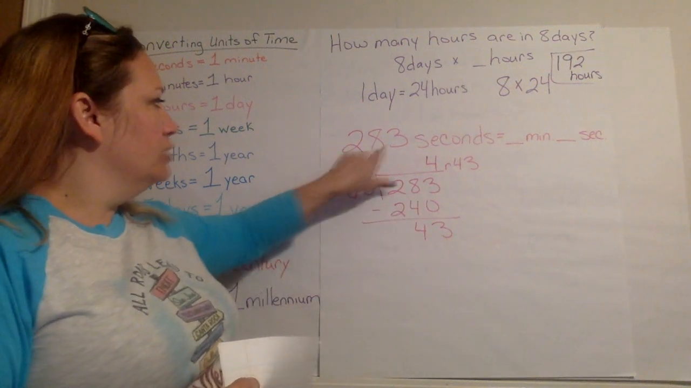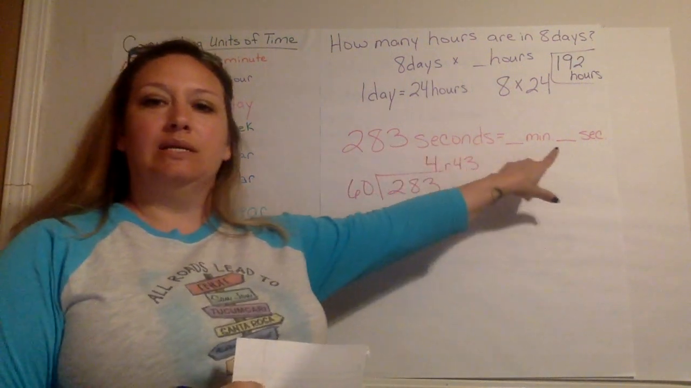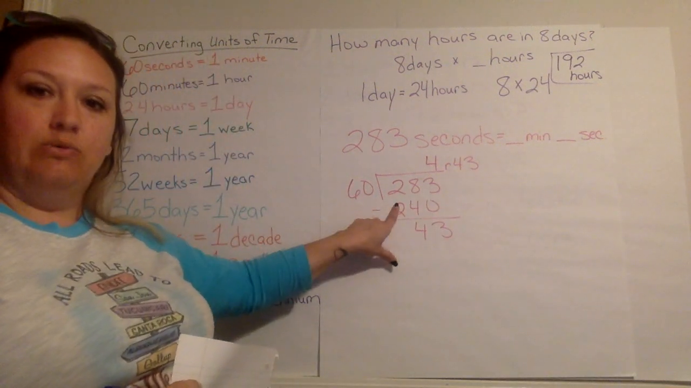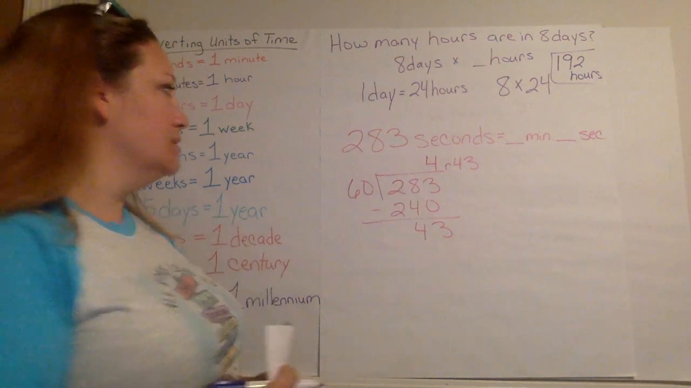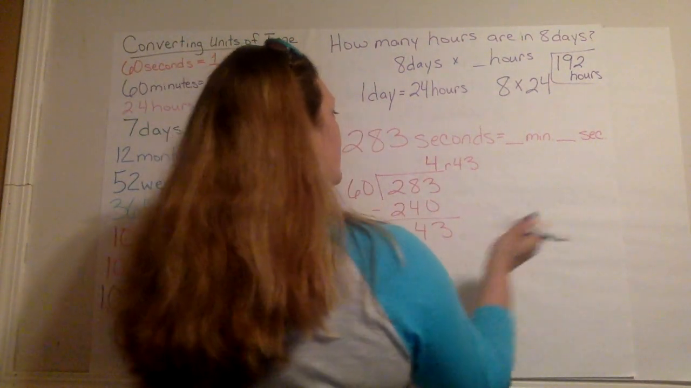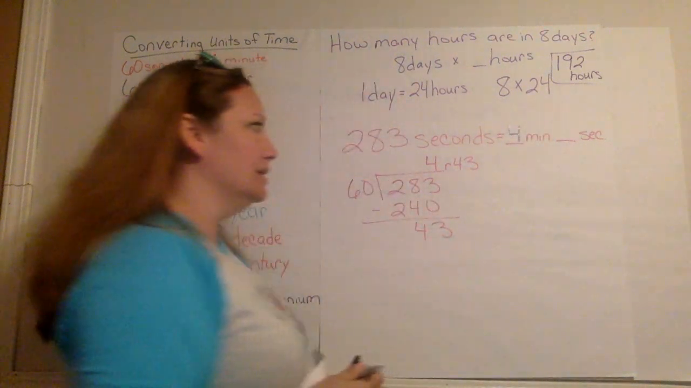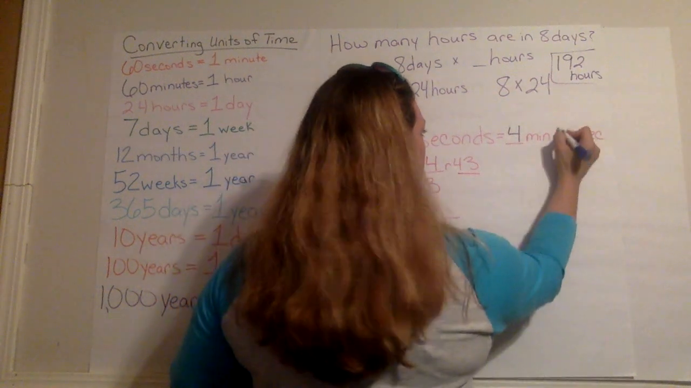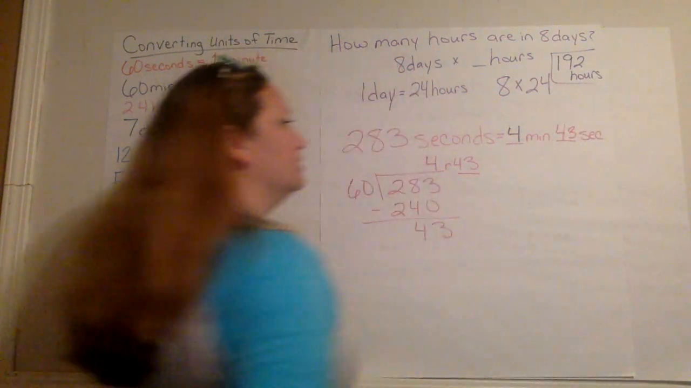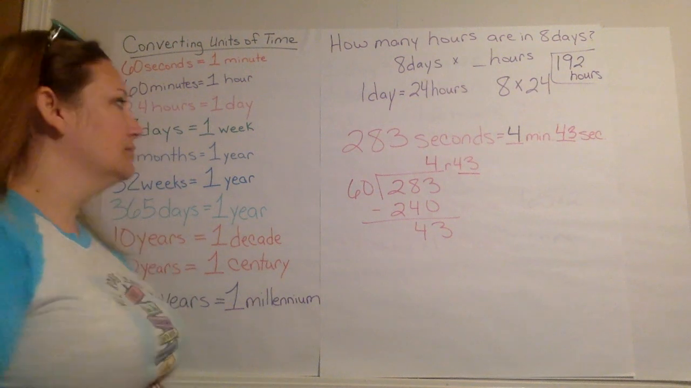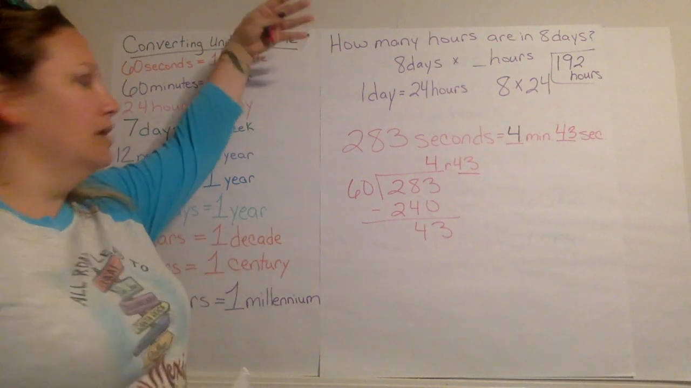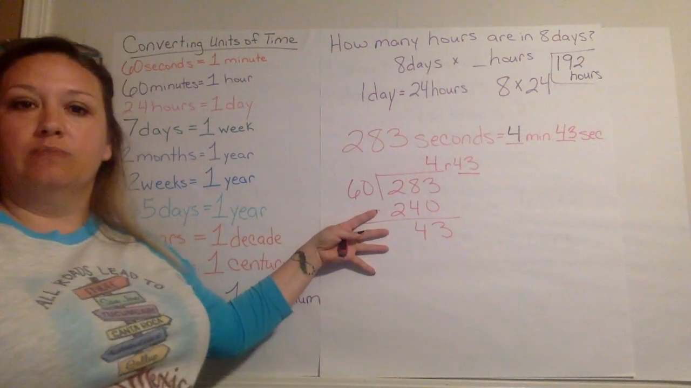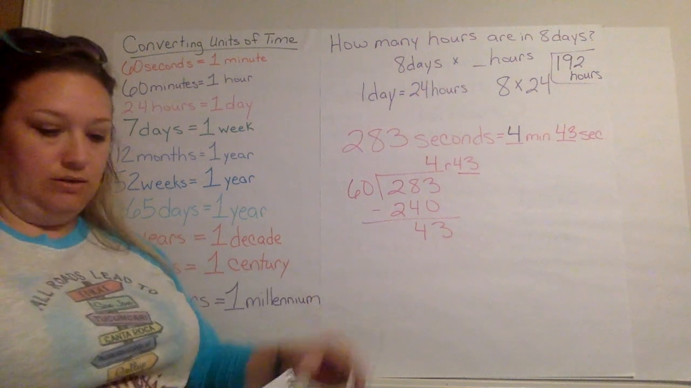To go from 283 seconds and tell me how many minutes and seconds there are. Well, 60 seconds is a minute. 60 will go into 283 4 times. So we know that there are 4 minutes, and your remainder is how many seconds were left over, and that's 43 seconds. So if you're going from large to small, you have to multiply. If you're going from small to large, you have to divide.